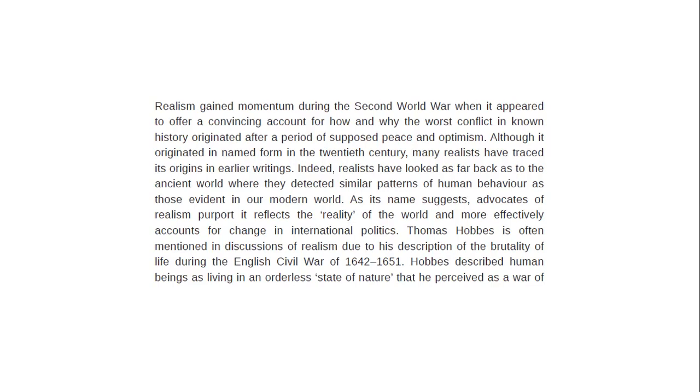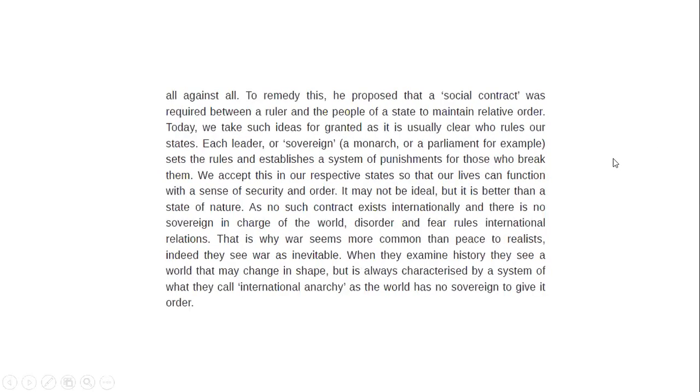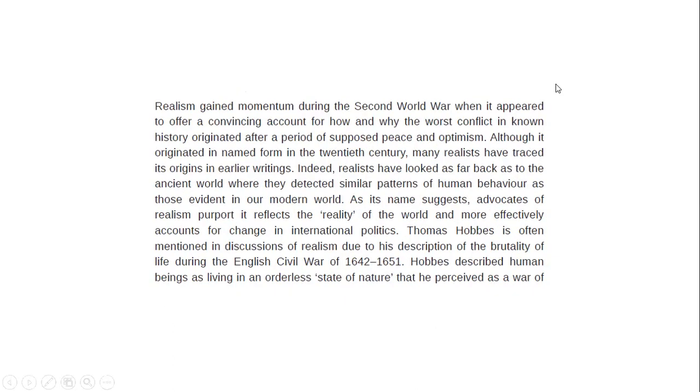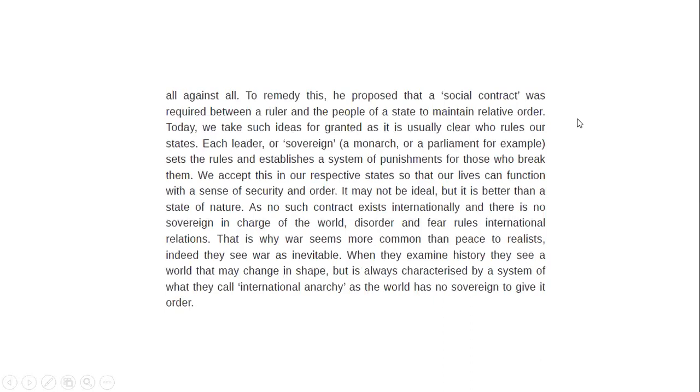Thomas Hobbes is often mentioned in discussions of realism due to his description of the brutality of life during the English Civil War of 1642 to 1651. Hobbes described human beings as living in an orderless state of nature that he perceived as a war of all against all.